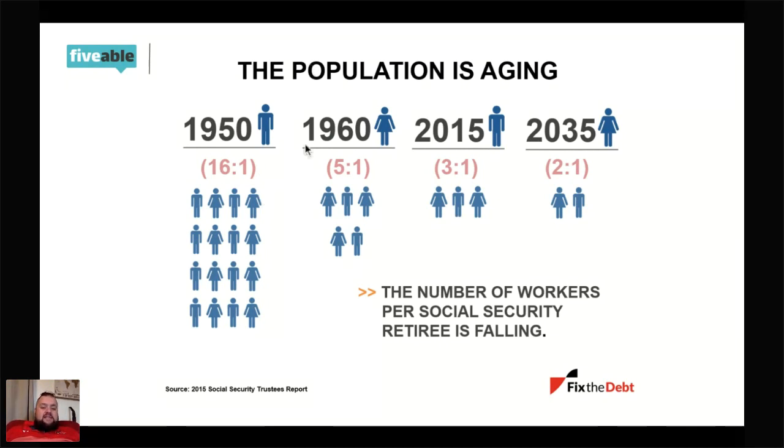Now, why is this happening? I'm going to actually throw that to you. Why do you think the amount of workers putting money in is going down compared to the number of people that are pulling money out? Yep, baby boomers, you're exactly right. So when we look at a population graph of the United States, there are way more older people in the United States right now than there are younger people.